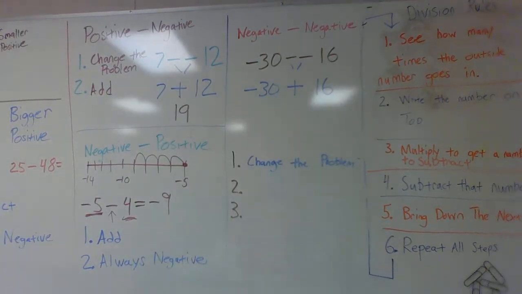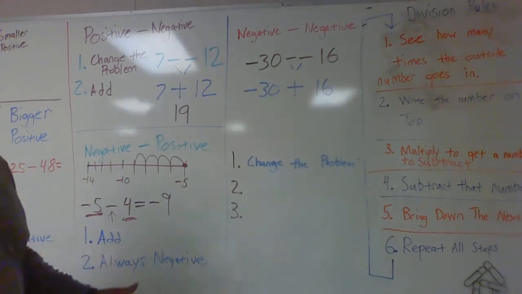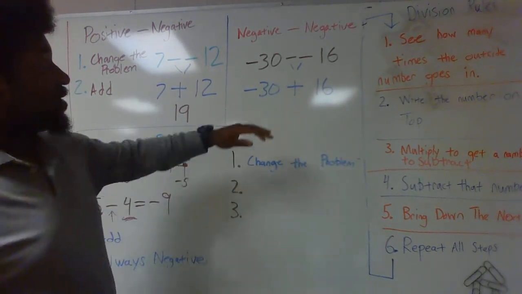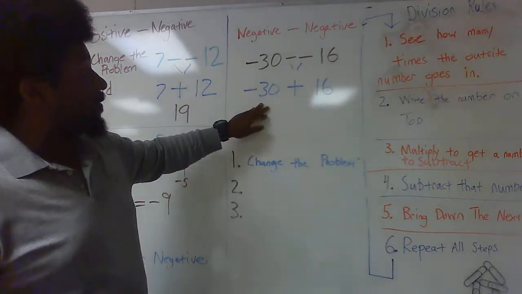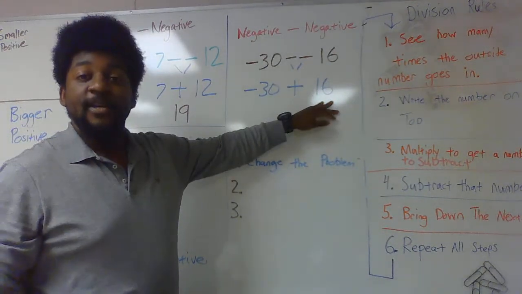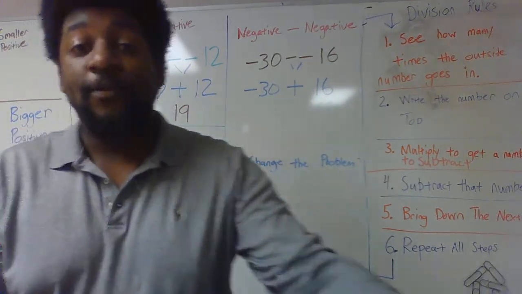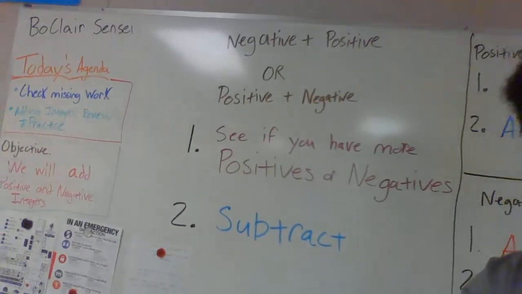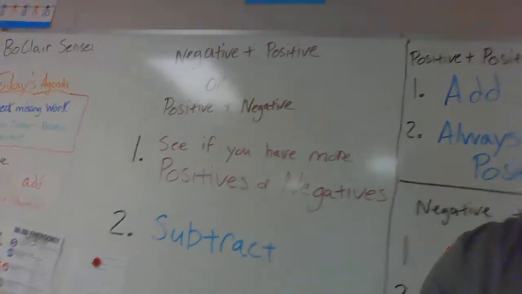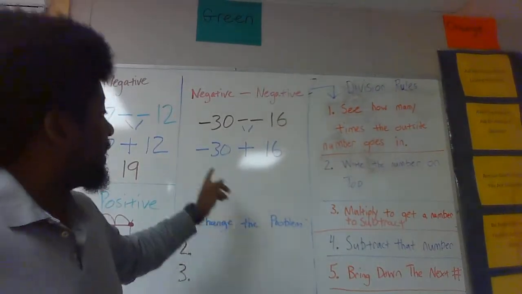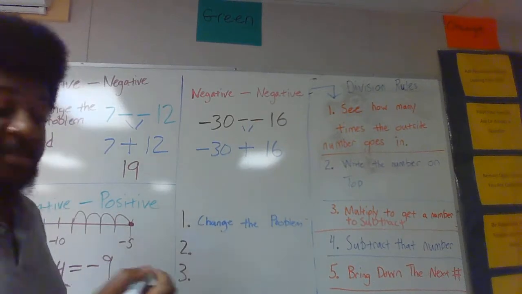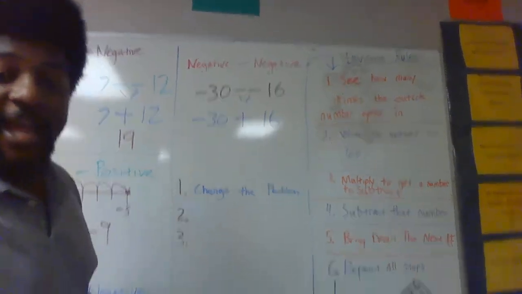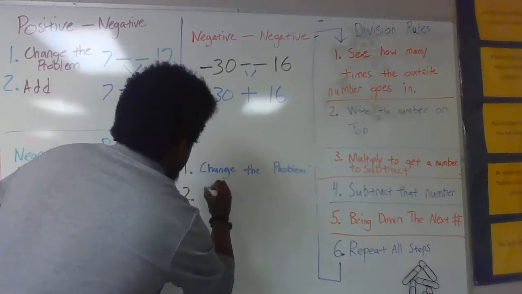So the reason this has 3 steps, y'all, is because now we actually have a different type of problem. Since we changed it now, we have a negative plus a positive. So we actually got to go back to that integer rule for a negative plus a positive. Y'all, we talked about it the other day in class. Y'all remember this one? See if you have more positive or negatives and subtract. That's the same thing we're going to do here because now we have negatives and positives. So step 2 is just like adding positive and negatives.